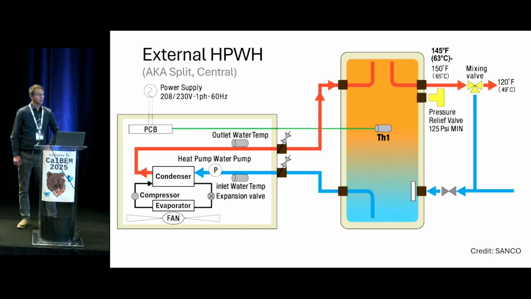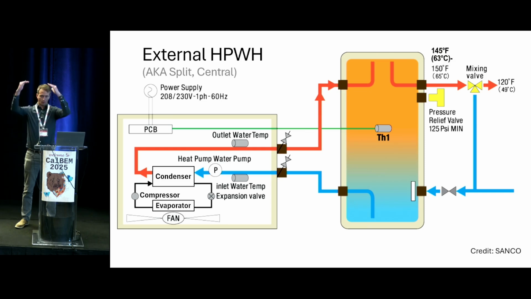The other type is an external heat pump water heater, and these are also called split systems or central systems, and the components are sold separately. So you have a tank and then basically an air-to-water heat pump. It often has a pump built into it, and it draws water from the bottom of the tank, runs it across a condenser, and then spits it back out at the top of the tank, kind of pushing hot water down into the tank as you draw.